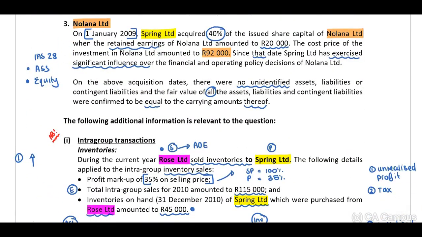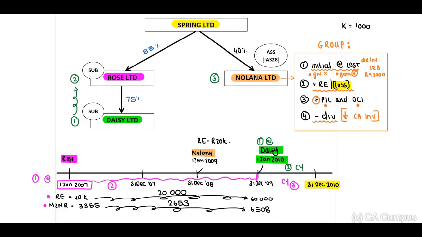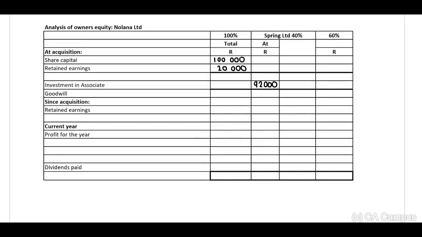They've indicated to us that they've purchased the shares on 1 January 2009. Therefore, guys, immediately again on our timeline, our structure, when you look at Nolana, our at acquisition period on our analysis of owner's equity, then we will have a second section in terms of our since period, and number 3, which will be our current year. Now, when you look at Nolana, guys, there's 3 sections. Well, I've divided this into 3. It's the at acquisition, it's the since acquisition, which consists of our retained earnings, and this is our current year.